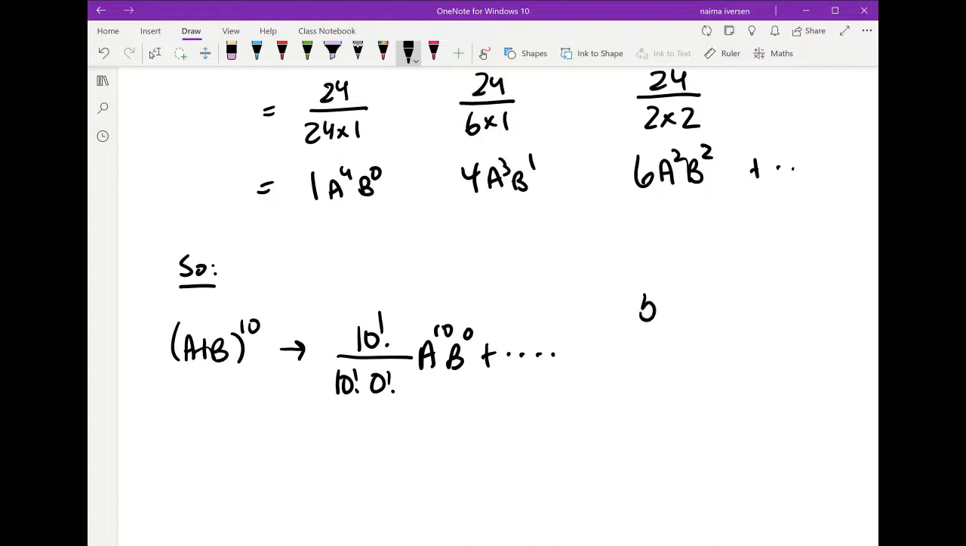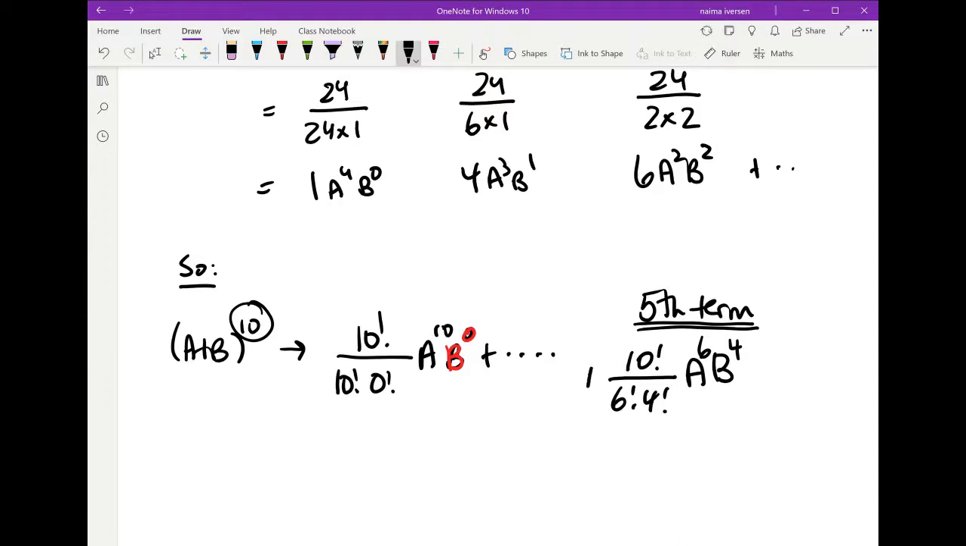So if I wanted the 5th term, for example, of this expansion, I want you to notice that in the 5th term, we would actually only have b to the 4th, because we're starting counting our b values at 0. So if you count 0, 1, 2, 3, 4, that's 5 terms. Because my powers have to add up to 10, I'm going to get 6 a's. And the number in front is going to be 10 factorial, over 6 a's and 4 b's.